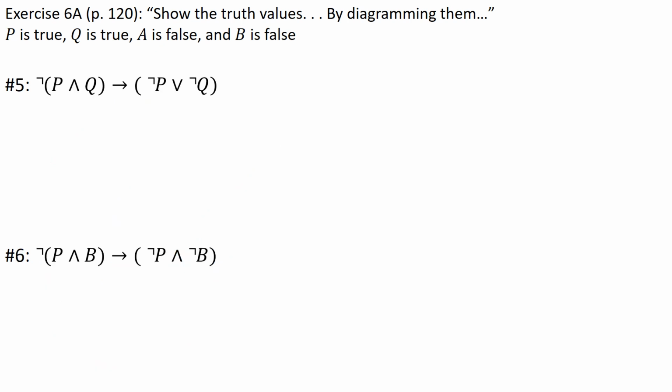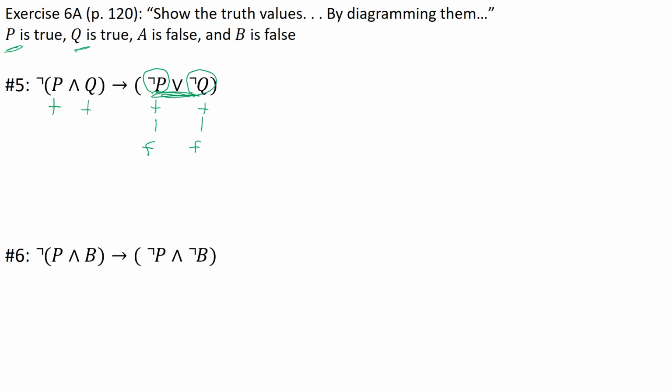Let's take a look at number 5. P is true. Q is true. P is true. Q is true. Let's first work on these negations here. If it's not the case that it is true, then it's false. Here's another negation. If it's not the case that it is true, it is false.